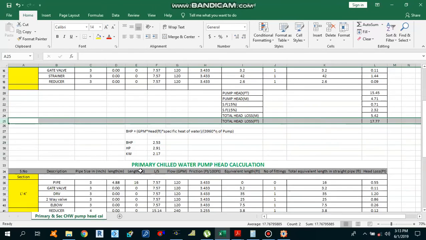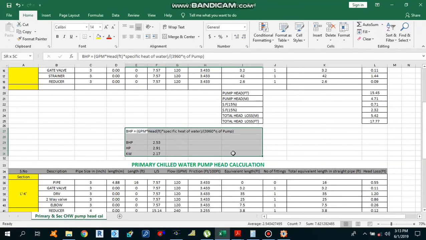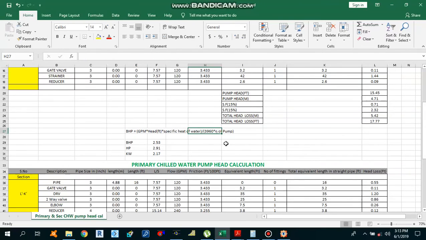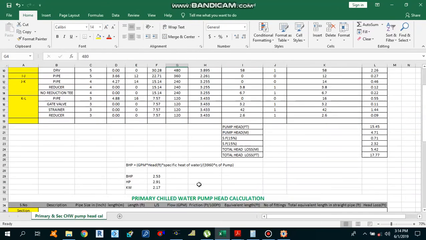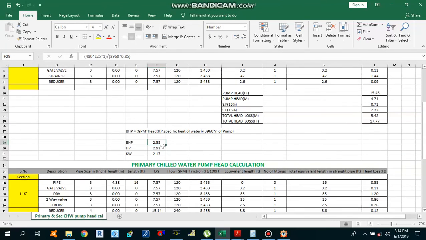So if you want to calculate the brake horsepower of this pump, you can calculate by using this formula, that is GPM into head into specific heat of the water divided by 3960 into efficiency of pump. Efficiency of pump, normally we are taking 85%, and specific heat is 1. If you put all the values, GPM we know is total 480 GPM. So 480 GPM, 17.77 feet into 1 divided by 3960 into efficiency 85%, you will get the brake horsepower, that is 2.53.